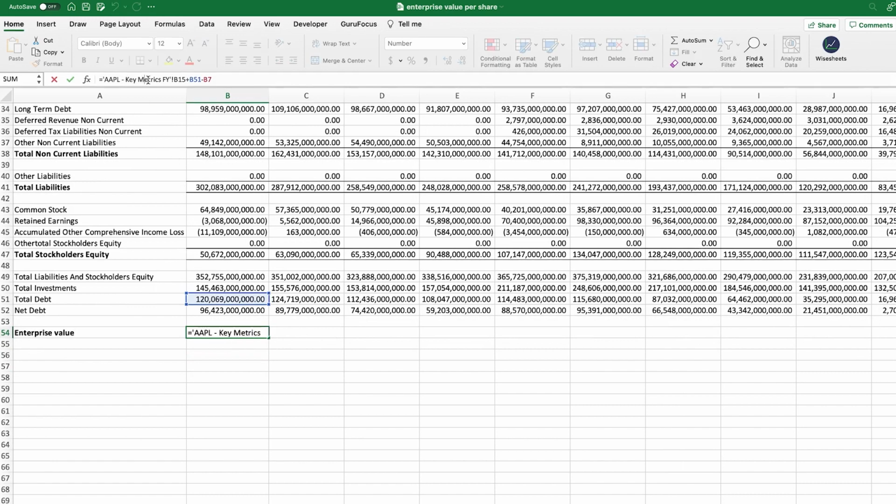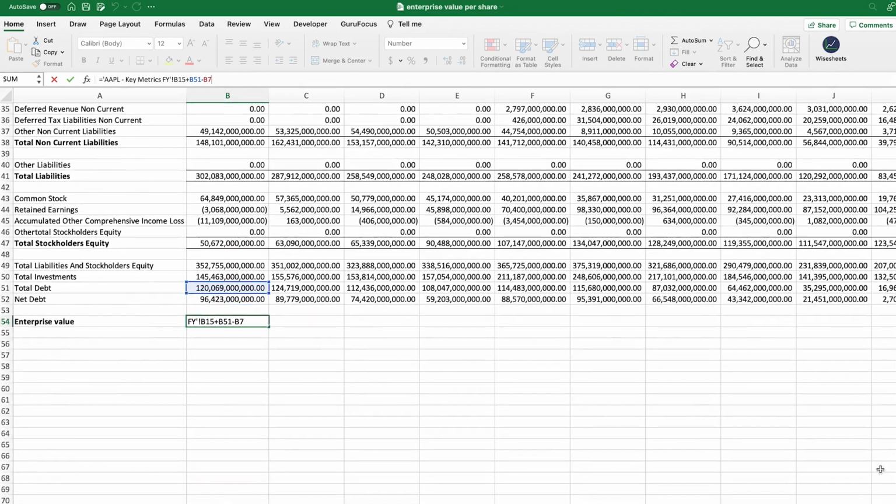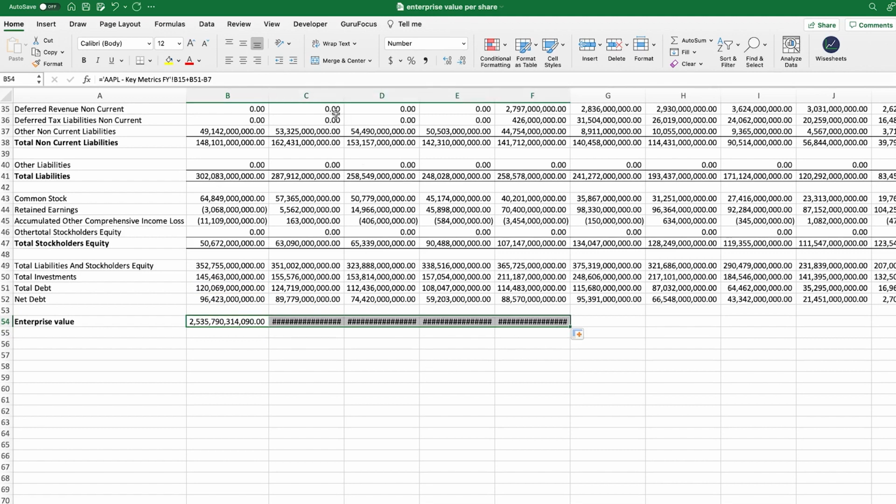So we take the market capitalization, we add the debt, and then we subtract B7, which is the cash and cash equivalents. So this results in the enterprise value of the company. And if we drag the function like this, we could calculate it on a historical basis.